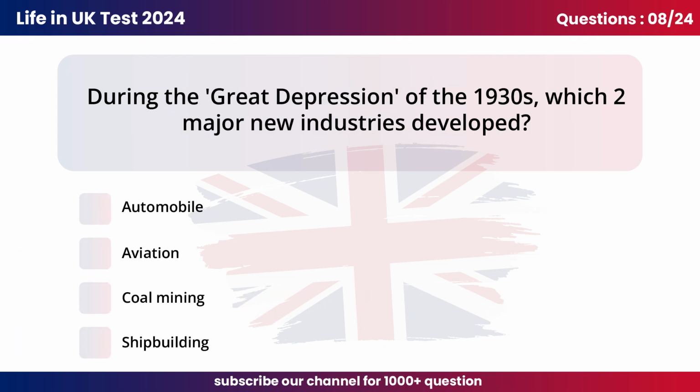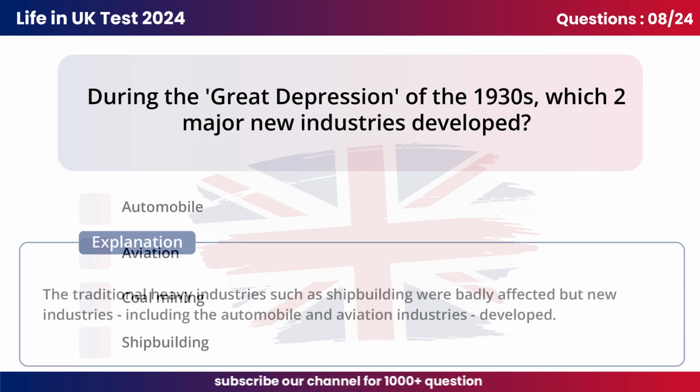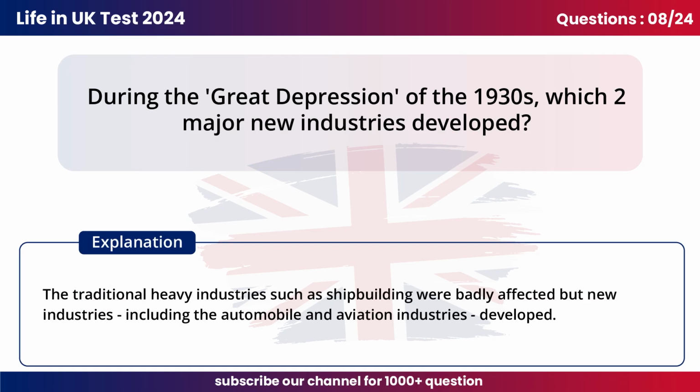Question 8. During the Great Depression of the 1930s, which TWO major new industries developed? A. Automobile. B. Aviation. The traditional heavy industries such as shipbuilding were badly affected, but new industries, including the automobile and aviation industries, developed.